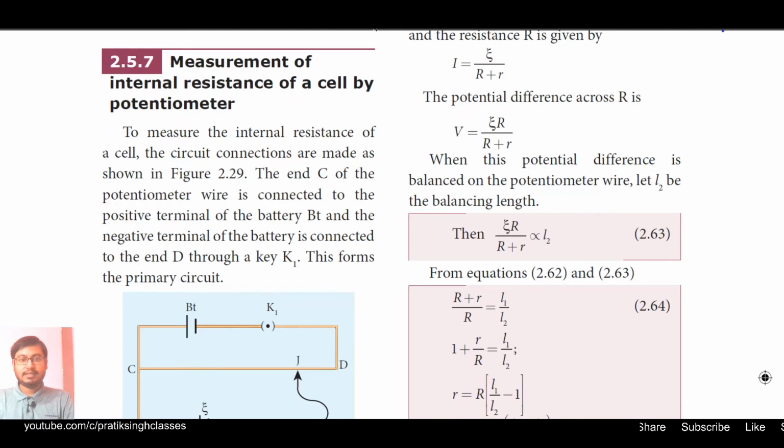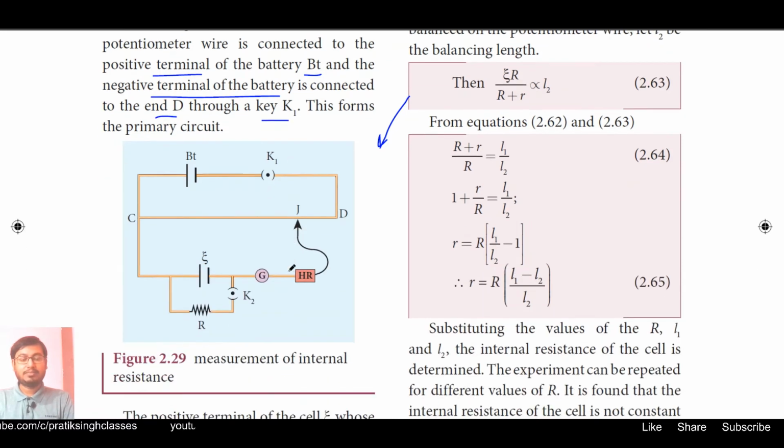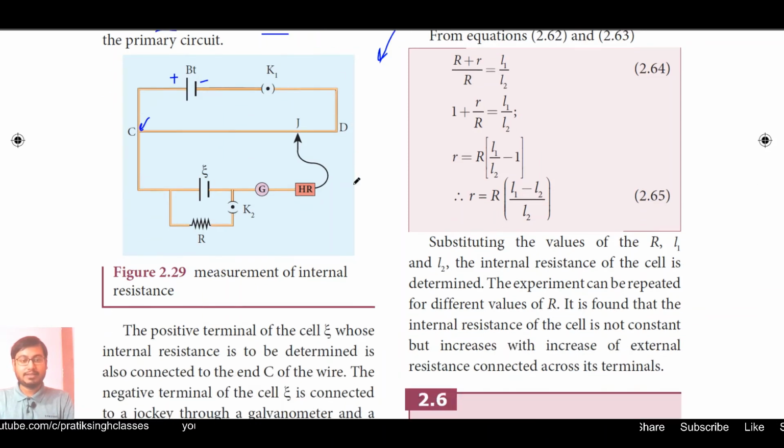To measure the internal resistance of a cell, the circuit connections are made as shown in figure 2.29. We just have seen this figure. The end C of the potentiometer wire is connected to the positive terminal of the battery BT, and the negative terminal of the battery is connected to the end D through a key K1, and this forms the primary circuit. So here you can see that the positive terminal of the battery is connected to terminal C, and the negative terminal of the battery is connected through the key K1 to the point D, and this forms the primary circuit.